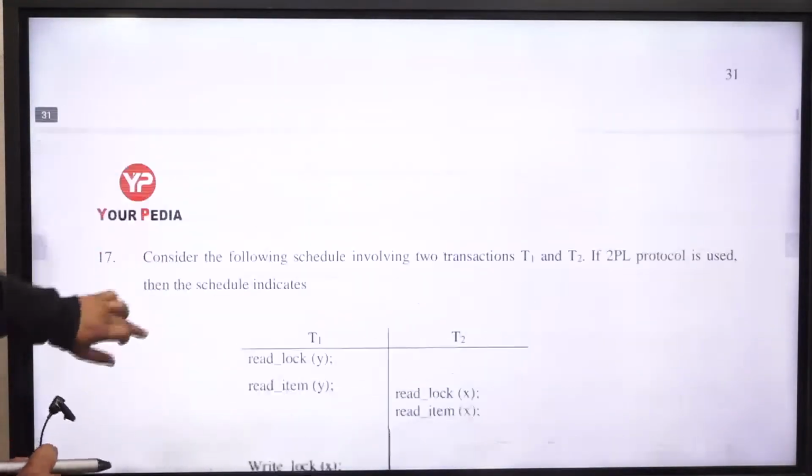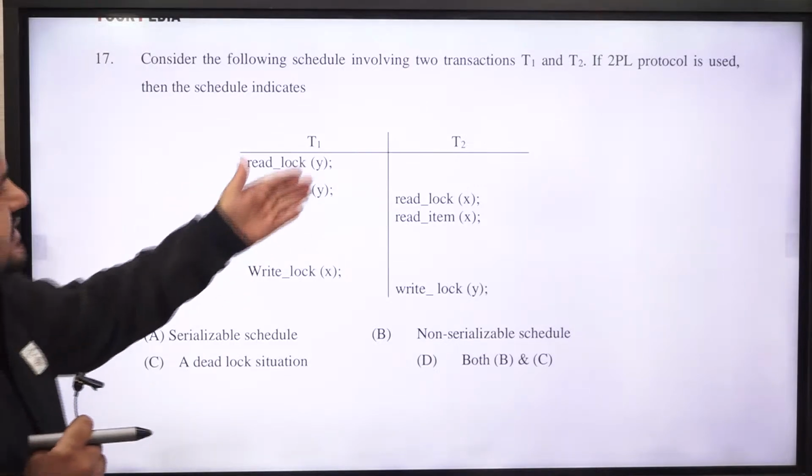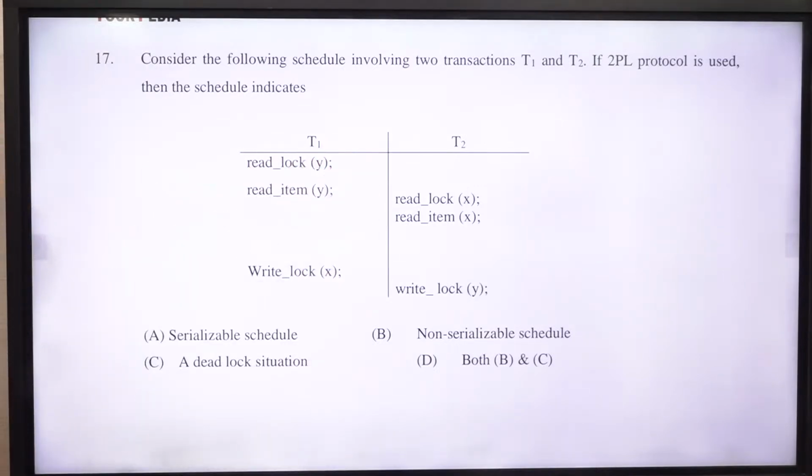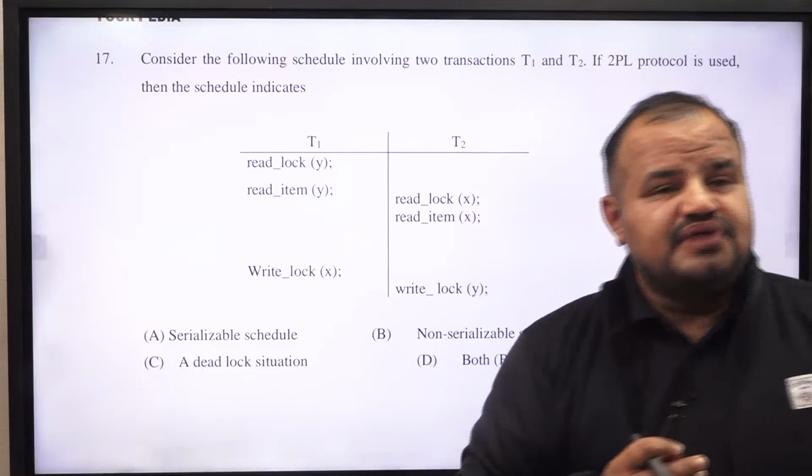Next. So the next problem is, now tell me, this is a very good problem. You have to consider the following schedule involving two transactions. We have transaction T1, we have transaction T2. If 2PL protocol is used, then what is the right option? What is the right option? Yes, my dear students, do it fast.